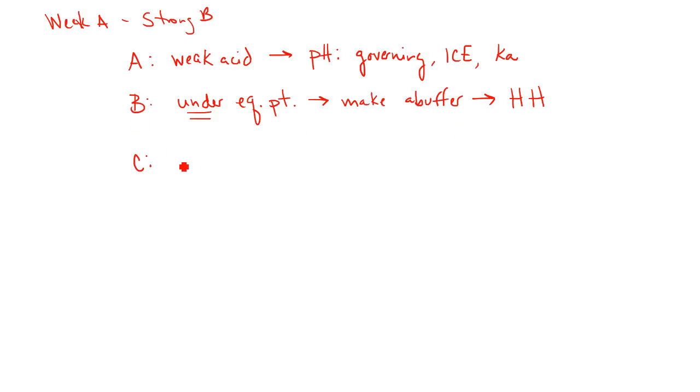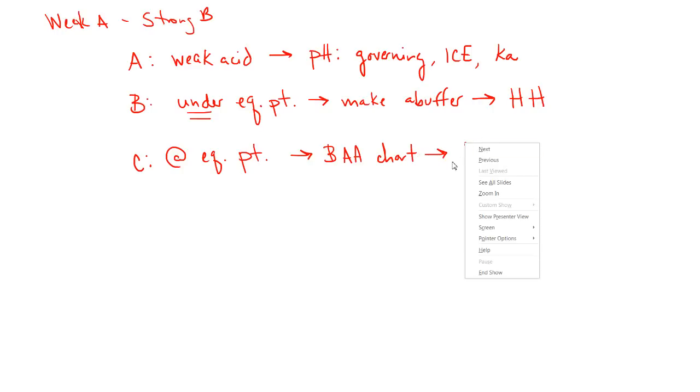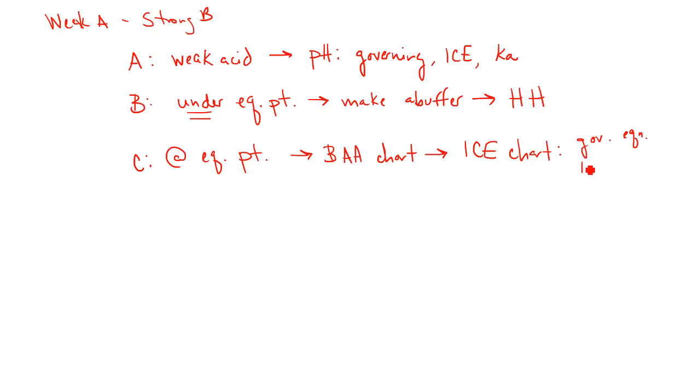Calculation C, that was at the equivalence point. When you're at the equivalence point, you're going to have to make a before addition after chart, and then use that concentration to make an ICE chart. So you'll make an ICE chart from there. And then you'll need the governing equation and the chart and Kb. So that was a huge calculation that we did, took up 2 slides for part C.